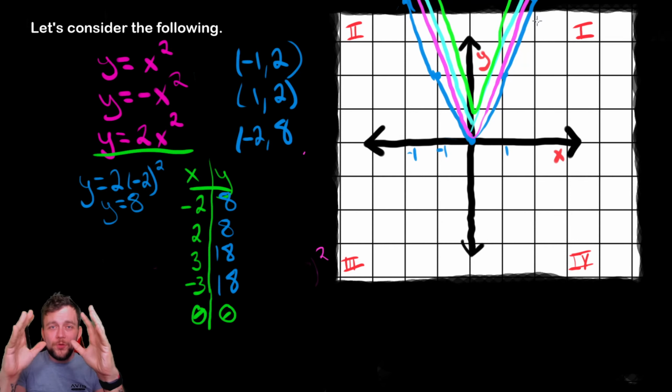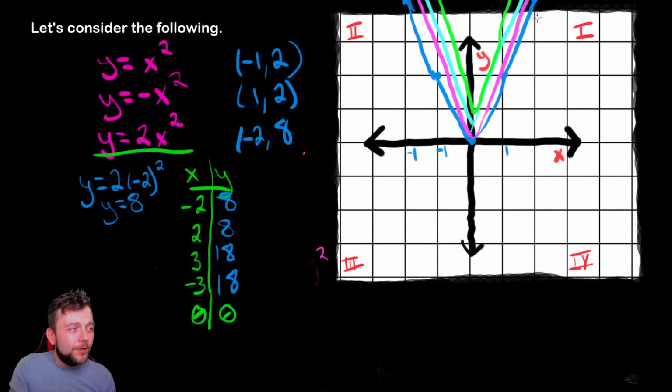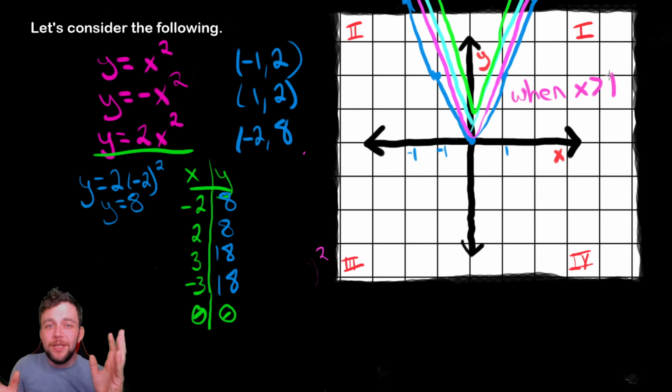It gets closer to our y-axis, so this is when, I don't have room up there. Okay, so this is when a is greater than 1. Anytime you're bigger than 1, it starts to bring it in closer and closer and closer.